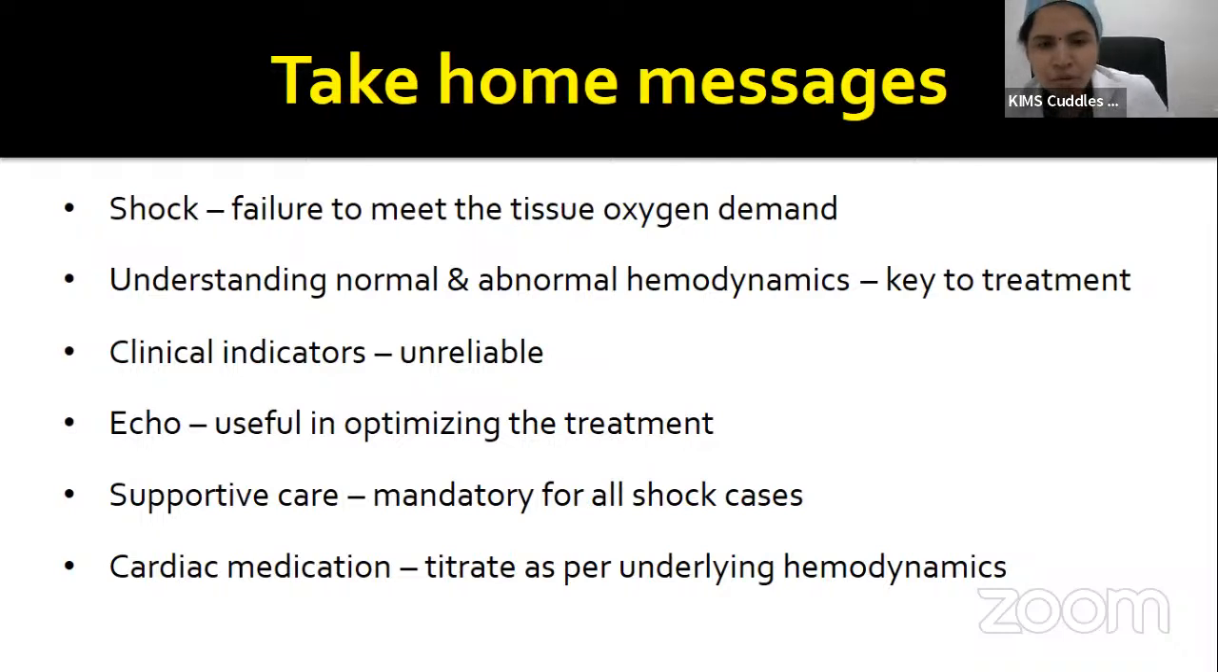So the take-home messages for the talk are: shock is a failure to meet the tissue oxygen demand by the baby's cardiac output. And it is important for us to understand the level at which the hemodynamics went abnormal, which is key to management. A single clinical indicator is never completely reliable, and a combination of signs is very useful. Echo often helps us to optimize the treatment, and supportive care is mandatory and useful for all these cases. And we should titrate the cardiac medications based on the condition. So with this, I will go into the unit.